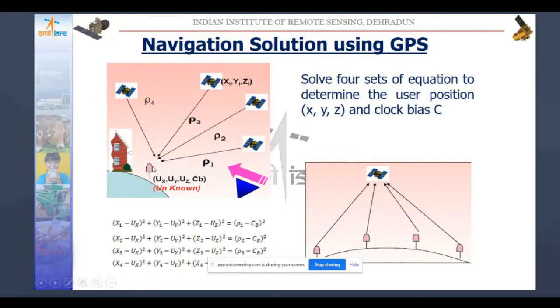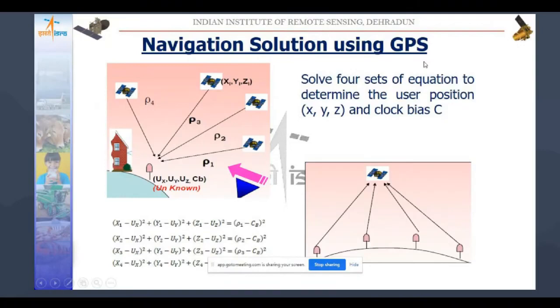Okay, so now we can see there are 4 unknowns, ux, uy, uz, and cb, and we have 4 equations from 4 satellites. So that way we can solve it and determine the position x, y, z. That means we can find out the position of our receiver. So this is basically the mathematical aspect of position estimation by a receiver using 4 satellites.